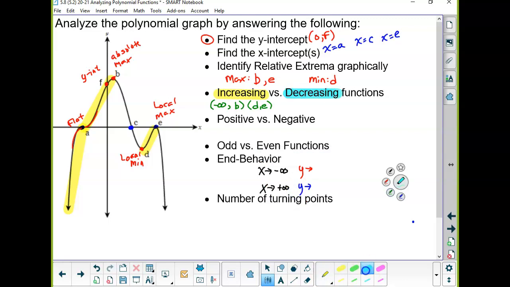And then wherever we're not increasing, we're decreasing. So decreasing from point B to D, that's going from a maximum to a minimum. And then here we're increasing from E all the way for the rest of the graph. So decreasing from B to D, and then E to, we would say, positive infinity.